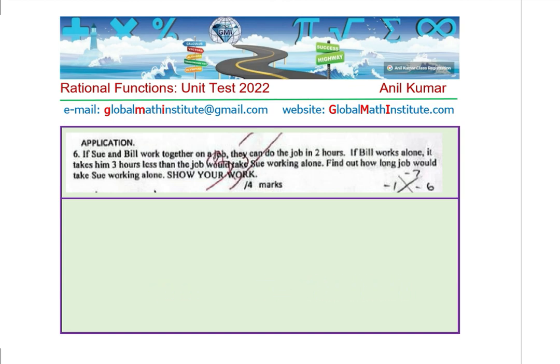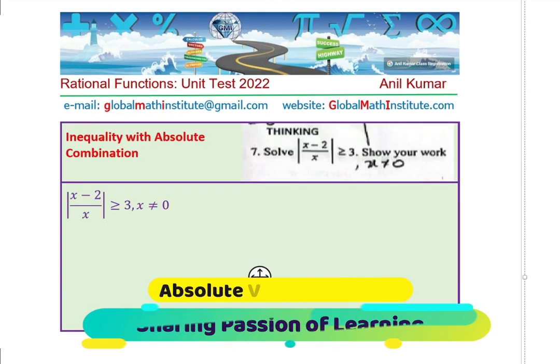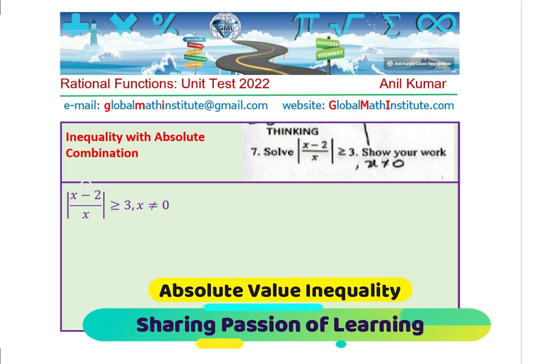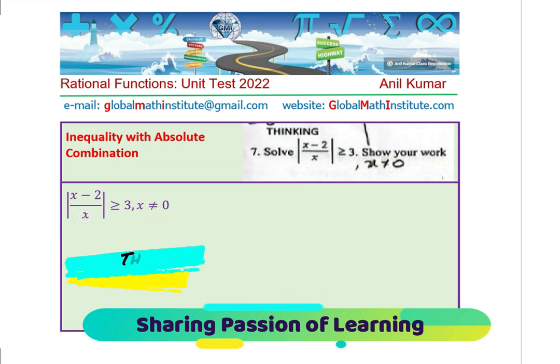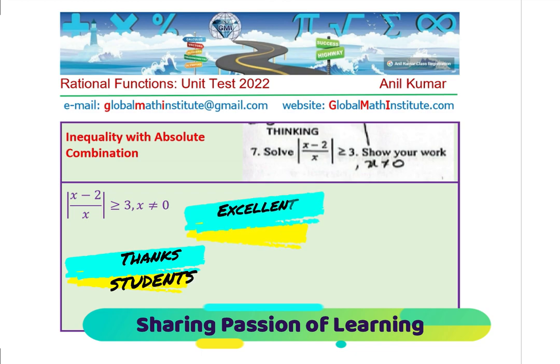And then we have the last question, which is a thinking question in this case, where we have the absolute value of a rational function greater than or equal to 3. And of course, there is a restriction that x cannot be equal to 0. So these are the 7 questions. I'd like you to pause the video at this time and answer them one by one.